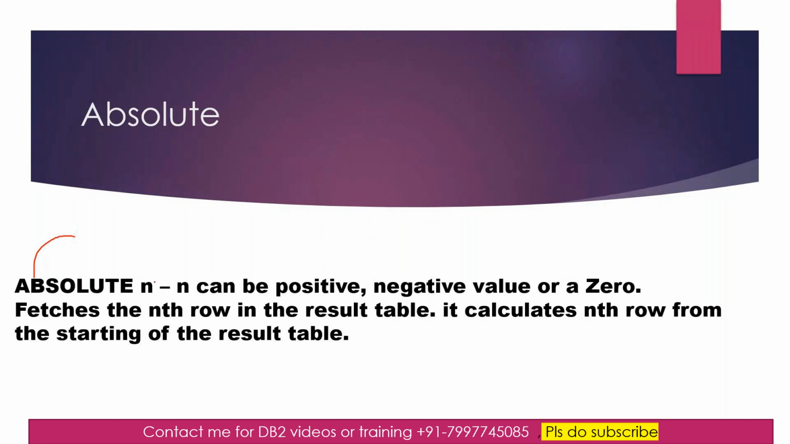Absolute n indicates it can be a positive value, a negative value, or zero. If I give absolute plus 4, we can retrieve the fourth row from the top. If I give minus 5, we can retrieve the fifth row from the bottom.